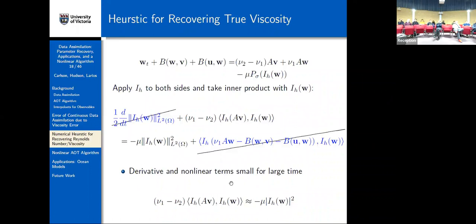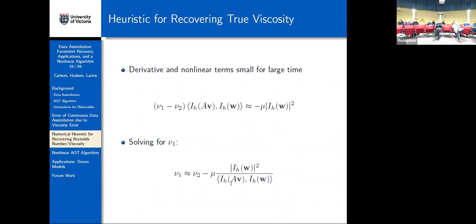And now what's left are 2 terms that are computable in a real world setting and easy to write down. And we can actually write down a recovery formula for nu1. That's very simple. Just divide by the inner product of IH of AV with IH of W, and then add nu2 to both sides. Done. So this is really interesting.